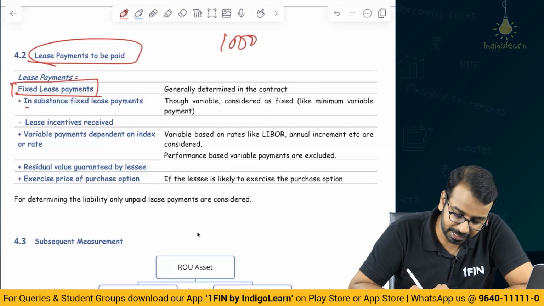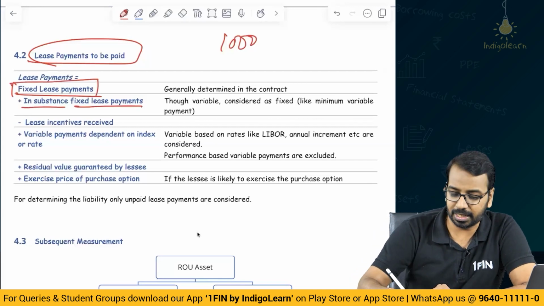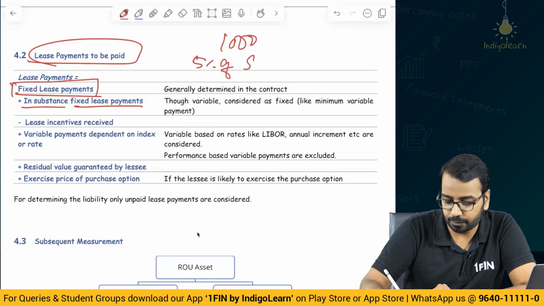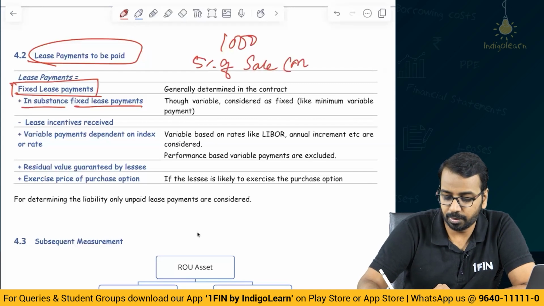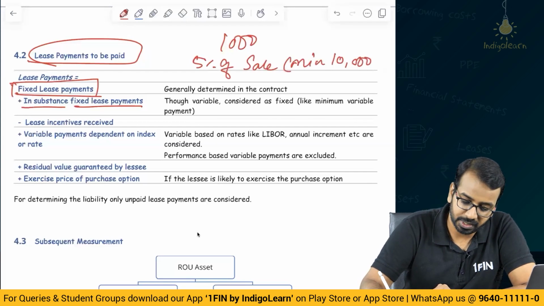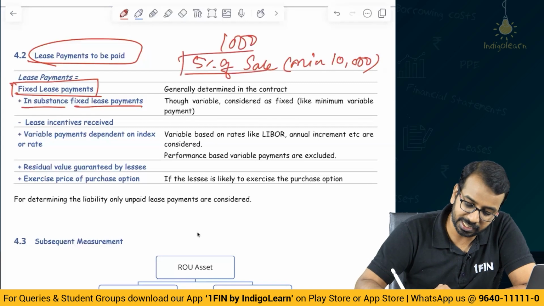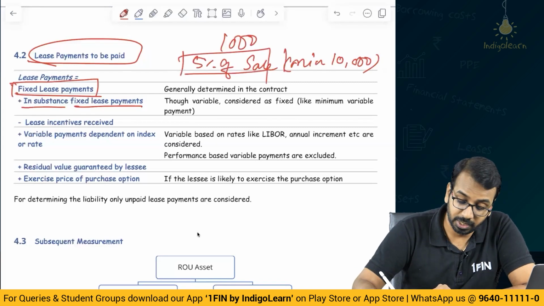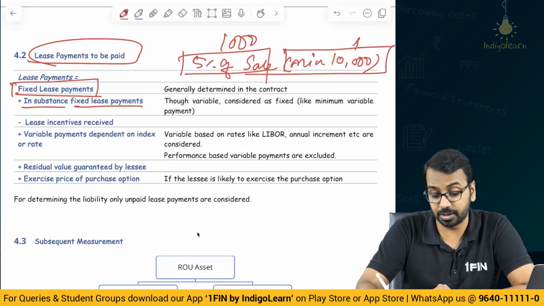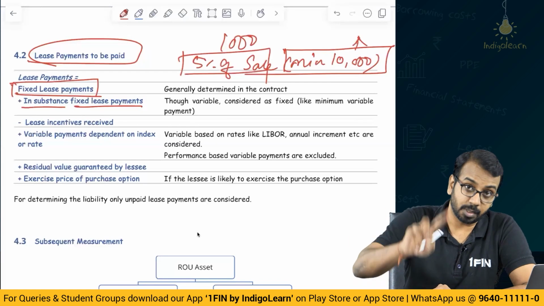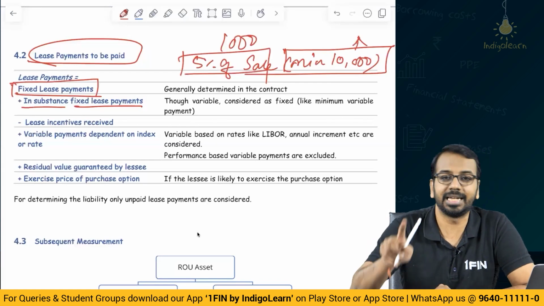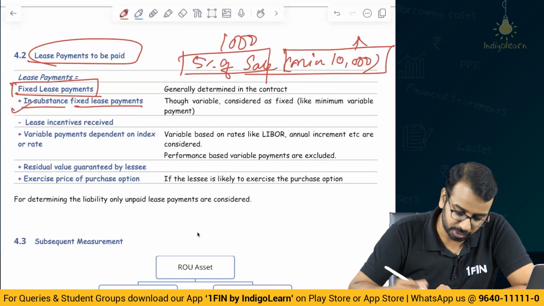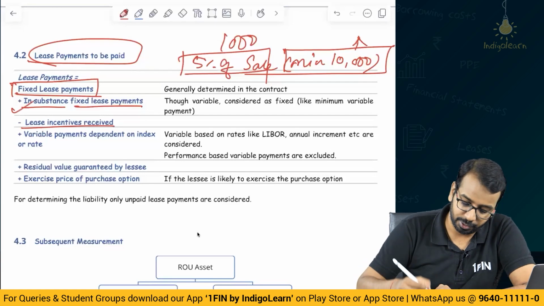Then we have something called in-substance fixed lease payment. Now this is something like we say 5% of sale, minimum 10,000. Okay. Now you have to pay 5% of sale. This is actually variable, but minimum 10,000 has to be paid. So this is actually what we say in-substance fixed. In-substance fixed payments will be considered in determining the lease liability. So you will consider that. Lease incentives will be reduced.